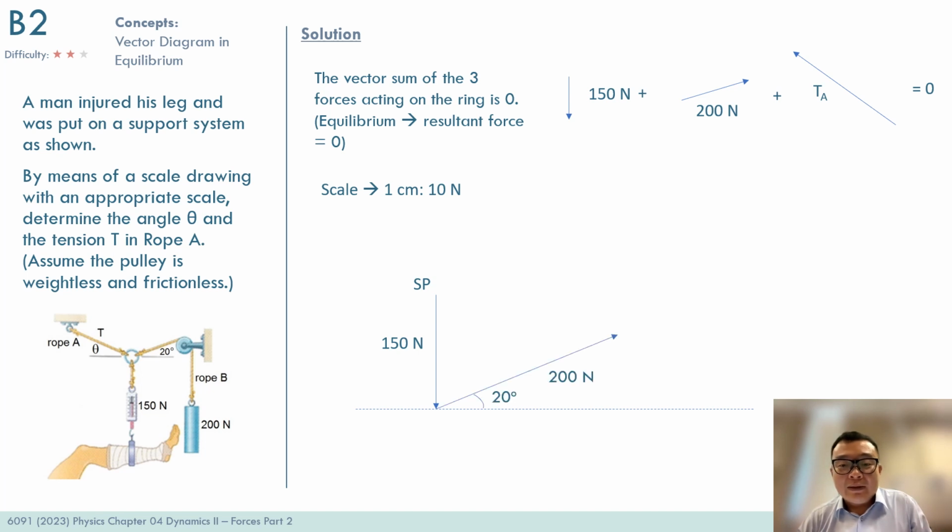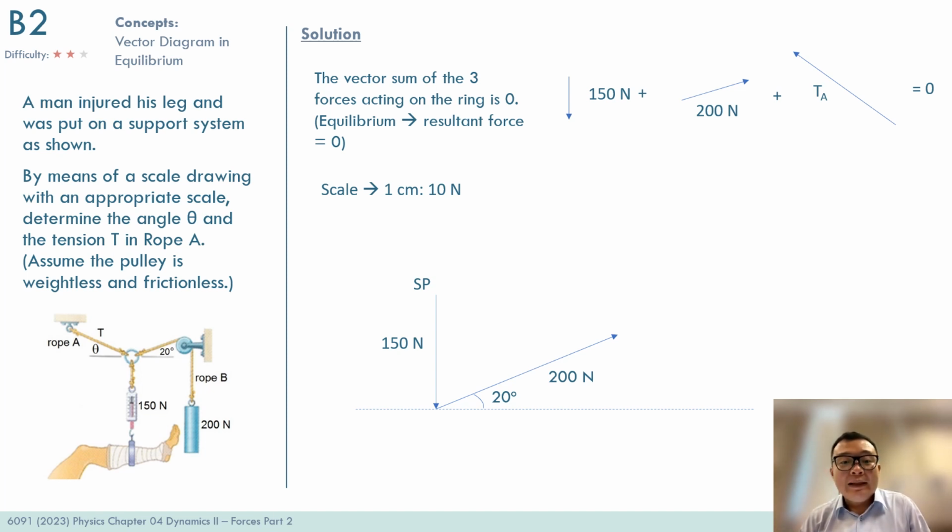Next, I will carry on adding the second vector, and I've chosen the tension in rope B to add, that is 200 newtons at an angle of 20 degrees to the horizontal line. So I've constructed a dotted horizontal line, use a protractor to measure 20 degrees accurately, and then use a ruler to measure the exact length of the vector according to the scale.